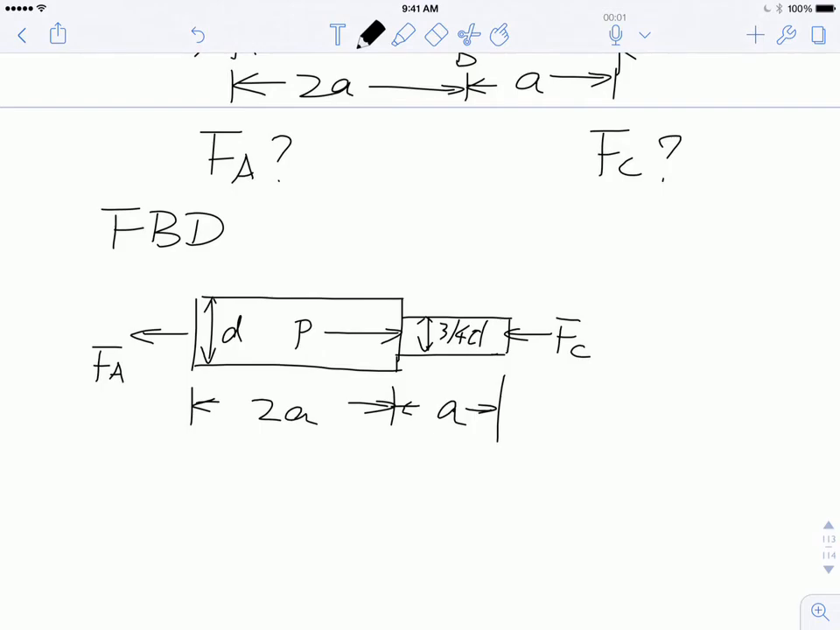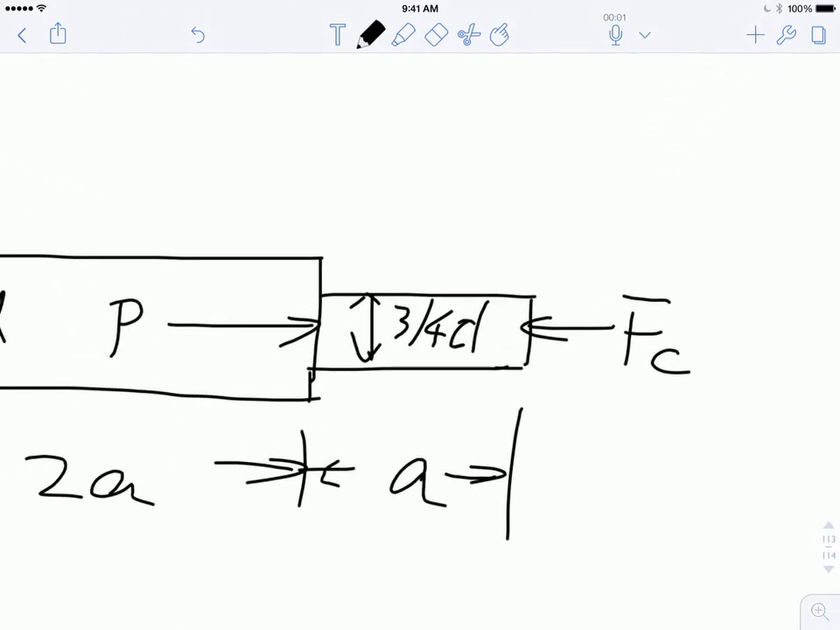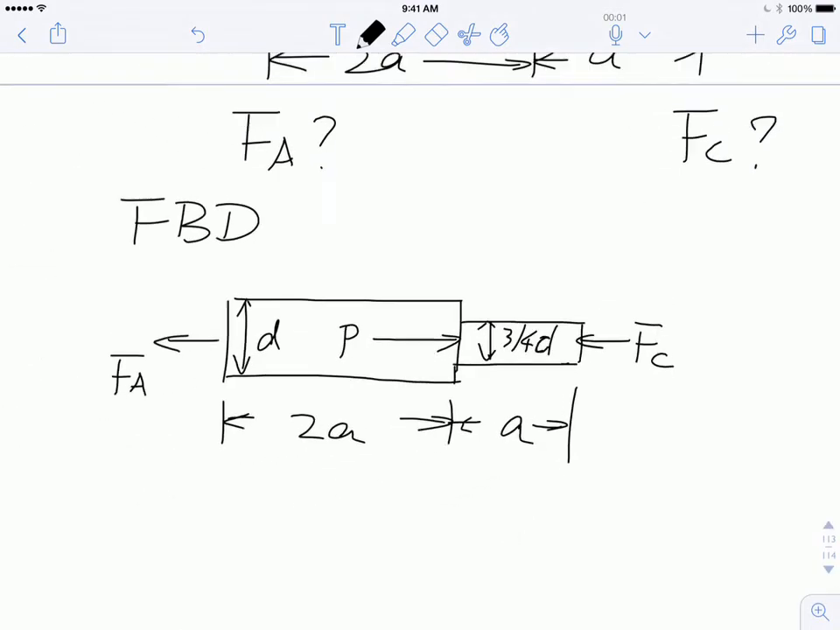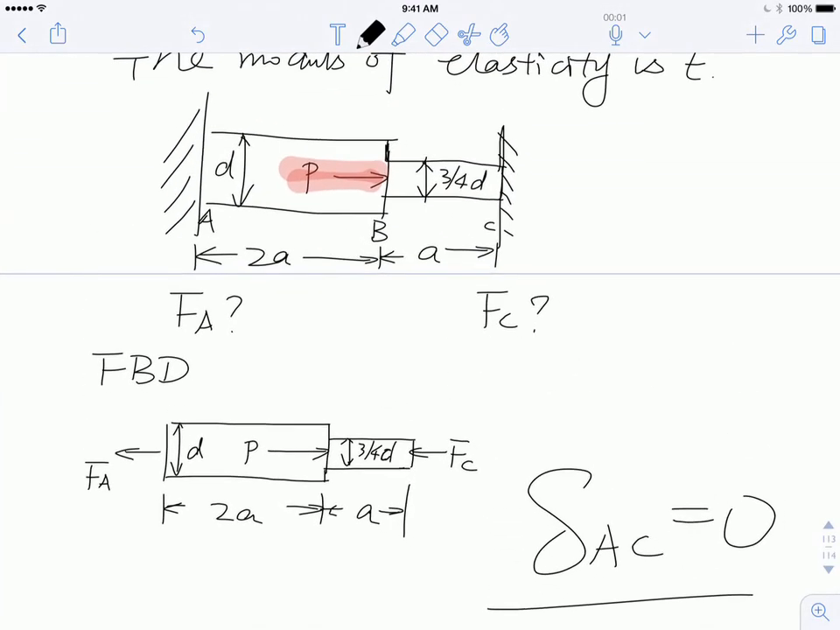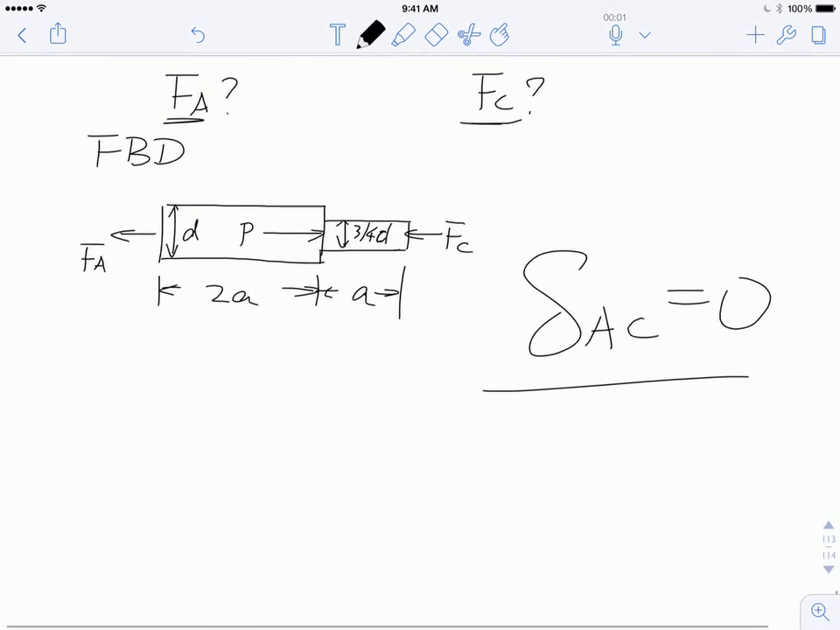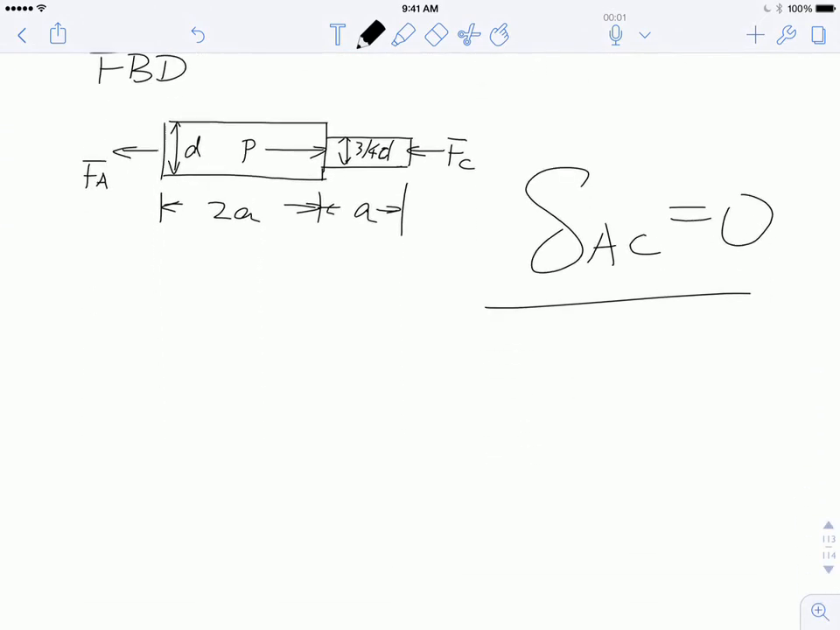So you have 2 different sections of the rod, and we also know, important, don't forget, delta AC is equal to 0. Why? Look at point A and point C. Because both A and C are fixed, the displacement between A and C is 0.